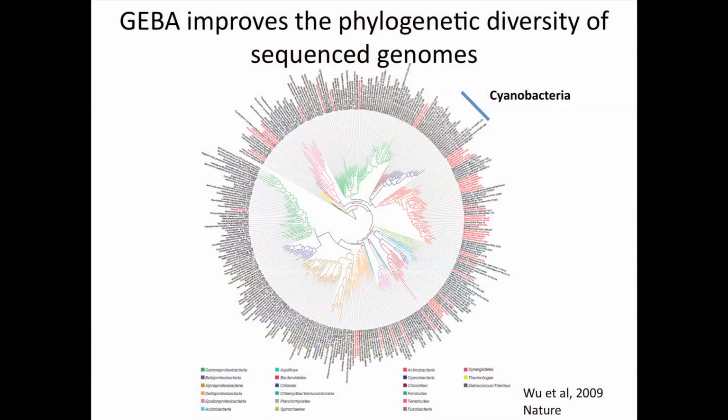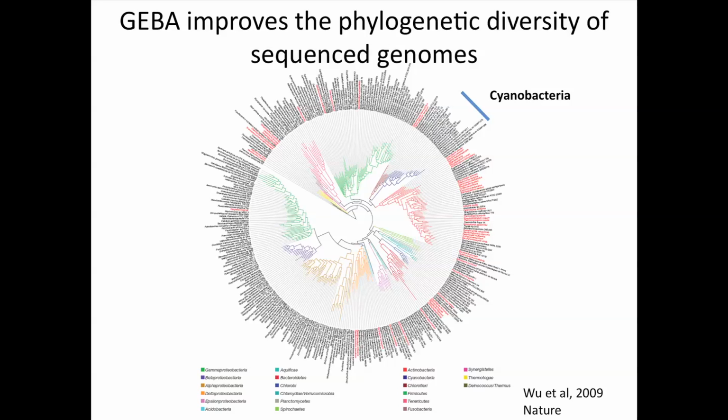I'd like to thank the organizers for giving me a chance to talk today about a collaboration that's been ongoing between the Pasteur Culture Collection in Paris and the Joint Genome Institute's GEBA initiative, which stands for the Genomic Encyclopedia of Bacteria and Archaea. The GEBA project is aimed at improving the phylogenetic coverage of bacteria and archaea by sequencing genomes in sparsely covered regions of the tree of life.